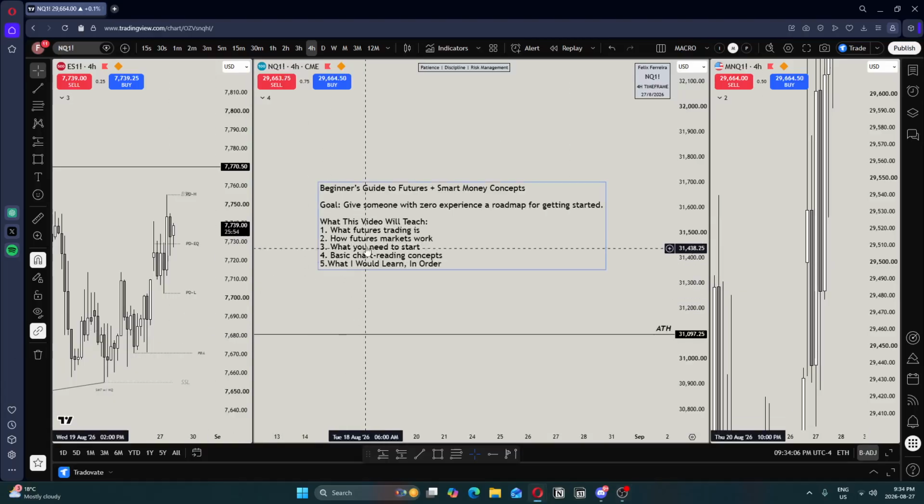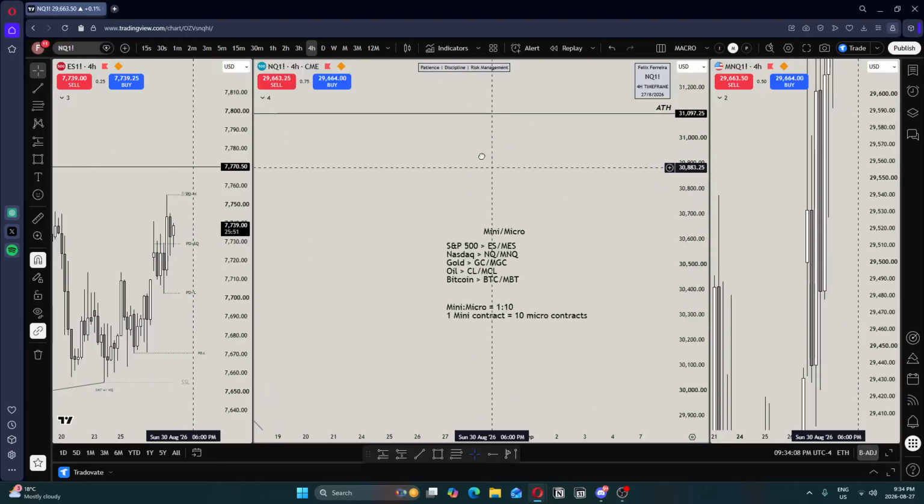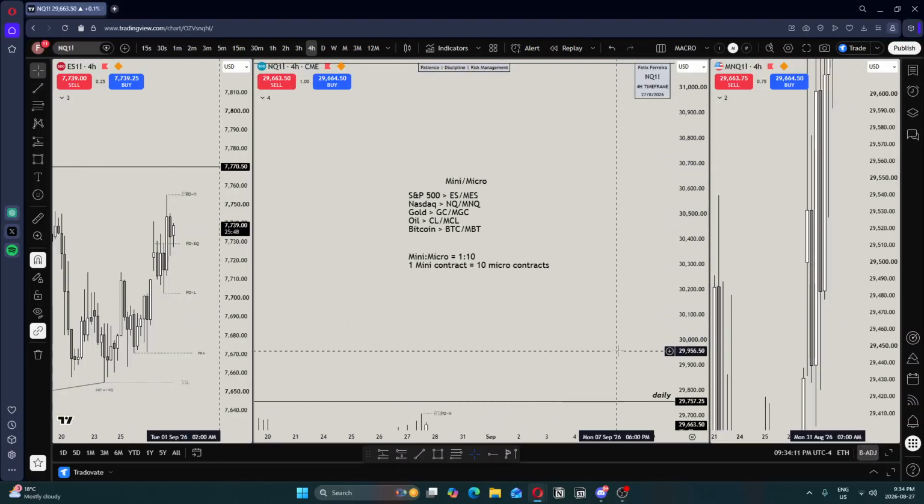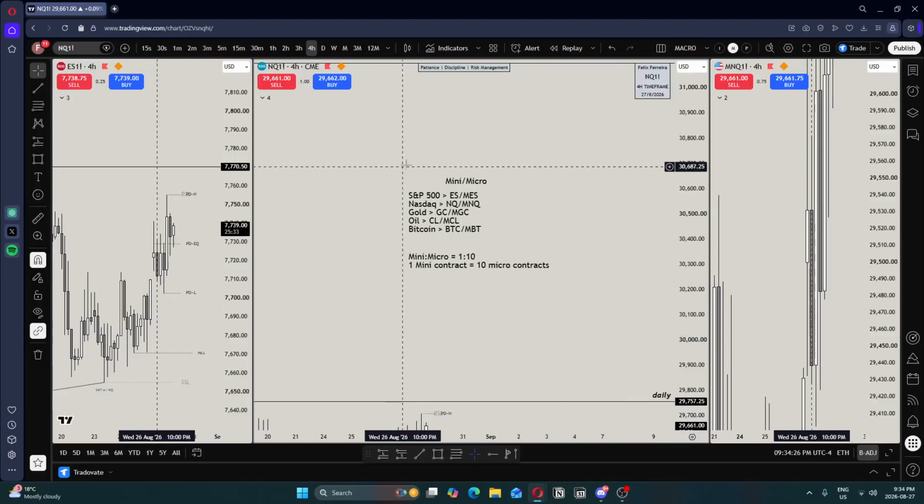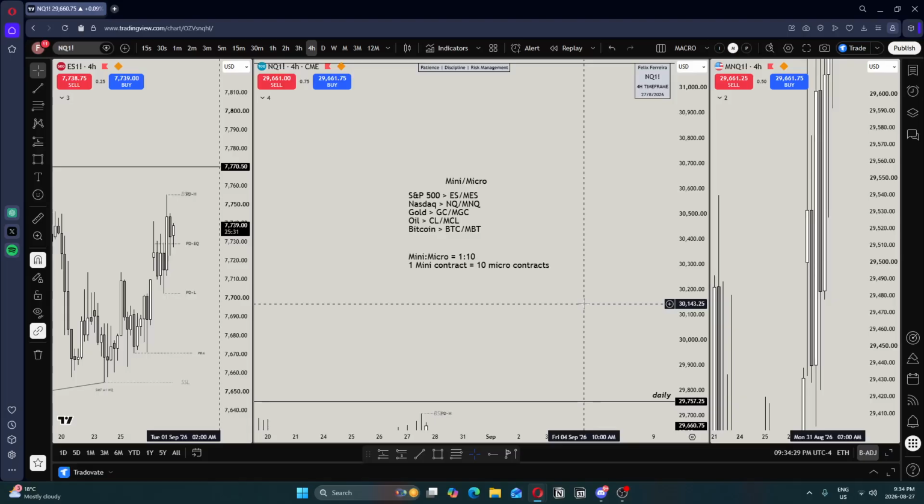So, starting off with what futures trading is. In short, in futures trading you are trading contracts. These contracts are an agreement of price which tracks an underlying market. These are some very popular main futures contracts that I put up here: S&P 500, NASDAQ, oil, gold, Bitcoin. All of these markets can be traded through futures.